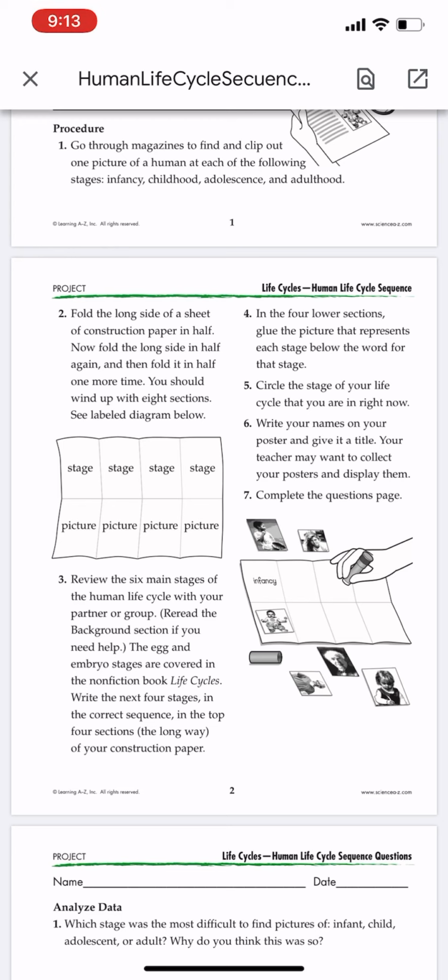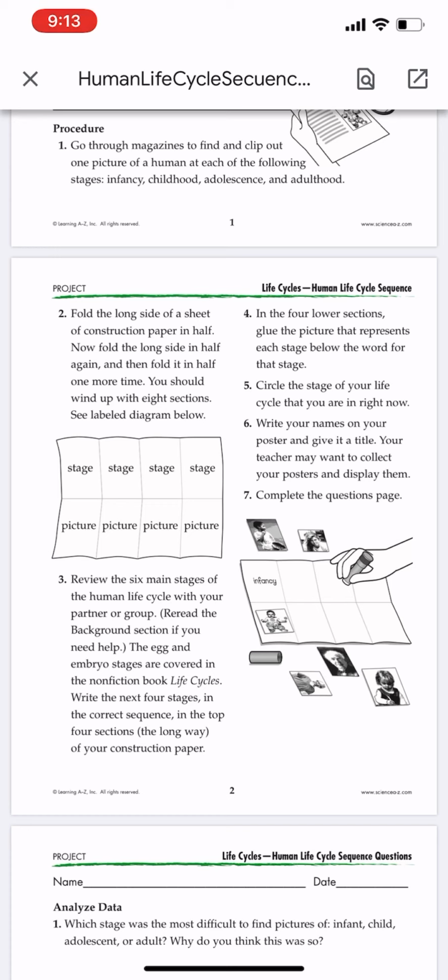Number 2, fold the long side of a sheet of construction paper in half. Now fold the long side in half again, and then fold it in half one more time. You should wind up with 8 sections. See the label diagram below. If you can't fold your paper exactly this way, no worries. As long as you have your life cycle in its correct order, I don't mind how you fold your paper.